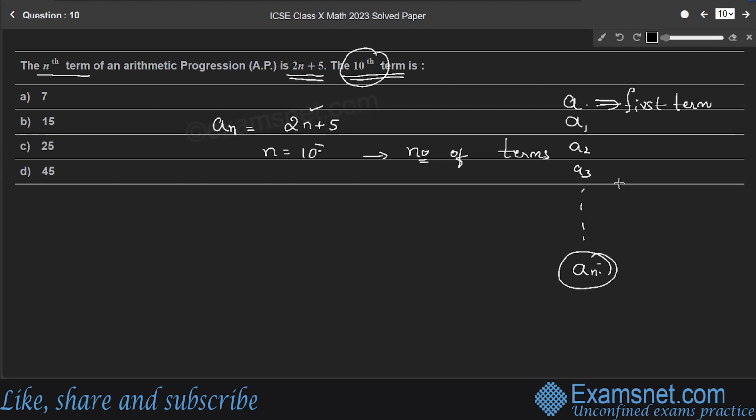Therefore, the 10th term, a10, is equal to 2 into 10, since n is 10, plus 5, which is 25. Therefore, the 10th term of the arithmetic progression is 25. Option C is the answer.